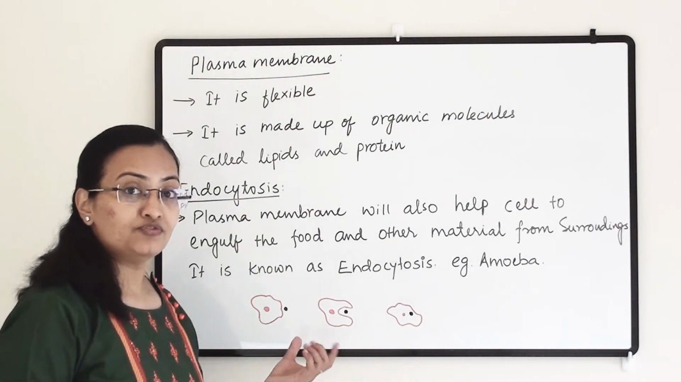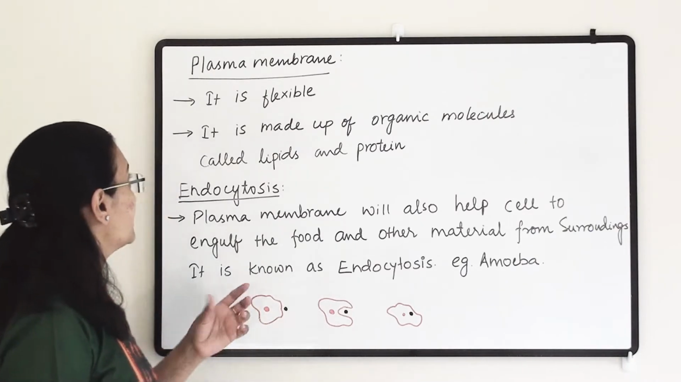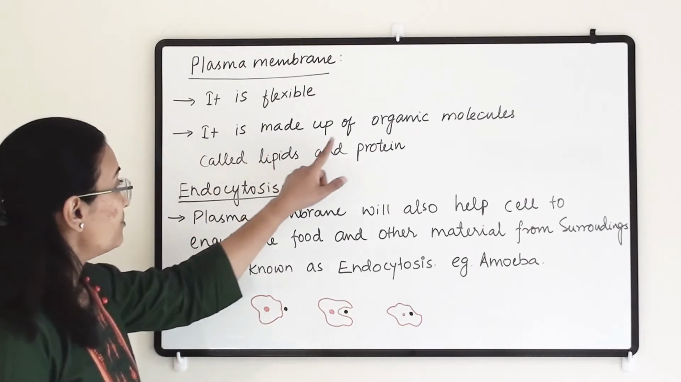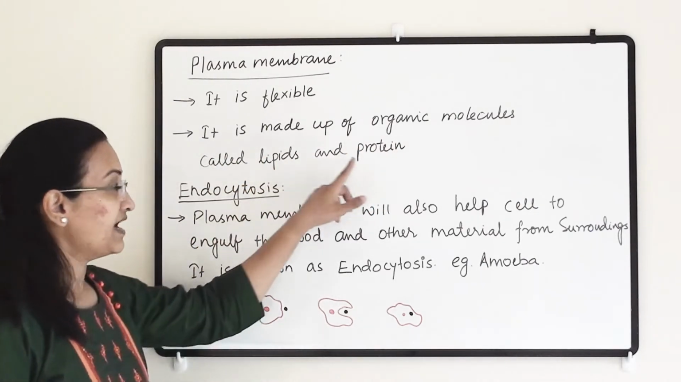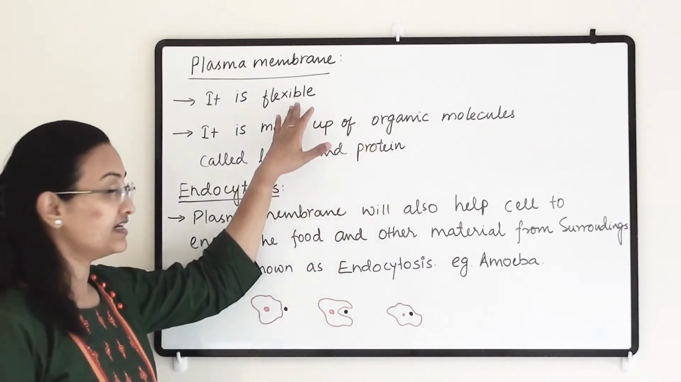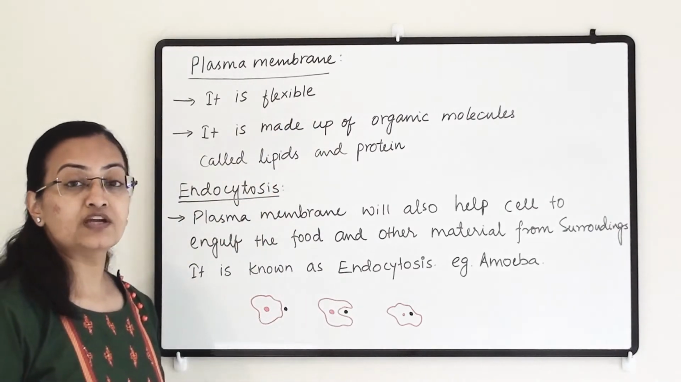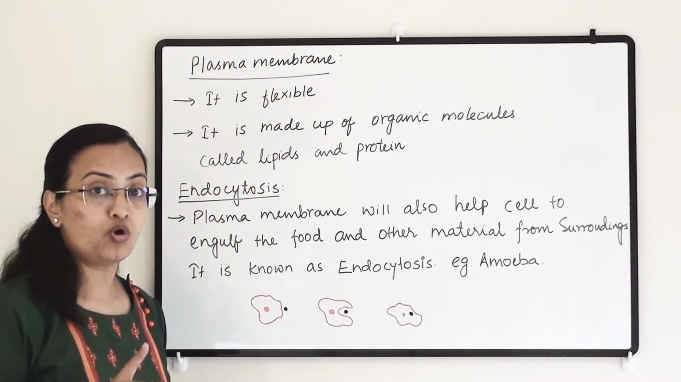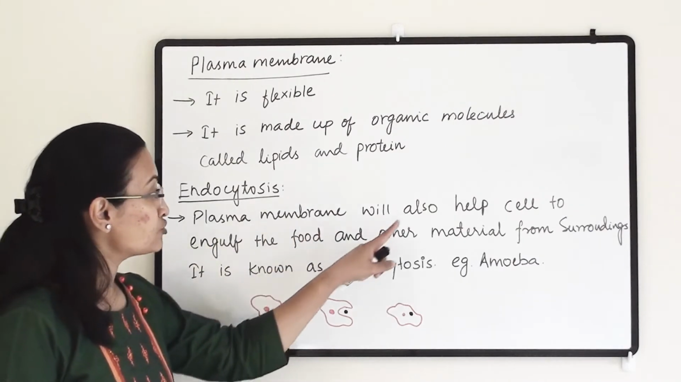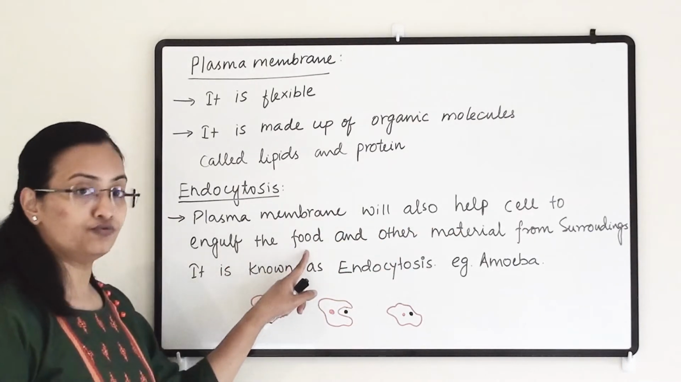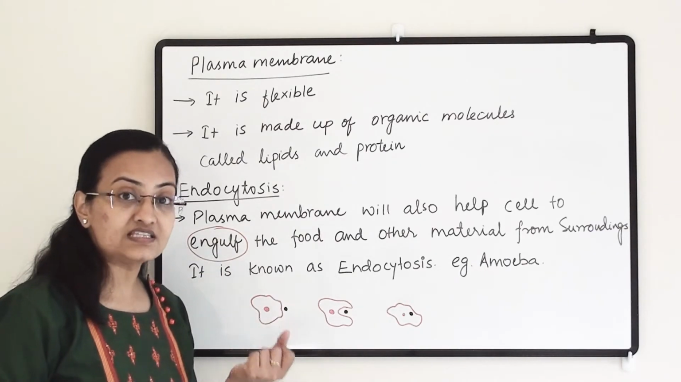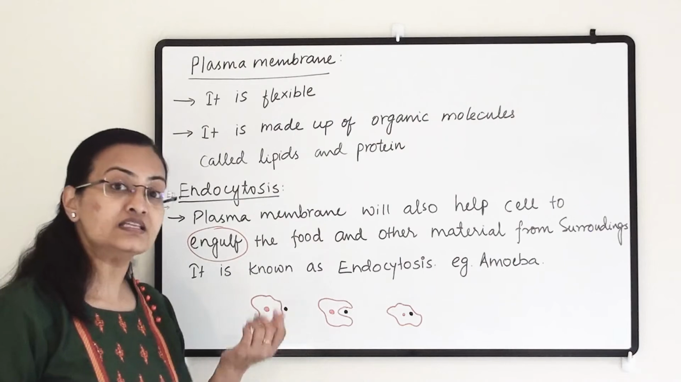Now let us learn some of the main features of the plasma membrane. The plasma membrane is flexible and it is not rigid. It is made up of organic molecules called lipid and protein. Now with respect to the plasma membrane, we are going to learn one more process, and that is known as endocytosis. The plasma membrane will also help the cell to engulf food. Engulf means a complete food particle will get absorbed inside the cell, or it will enter inside the cell.